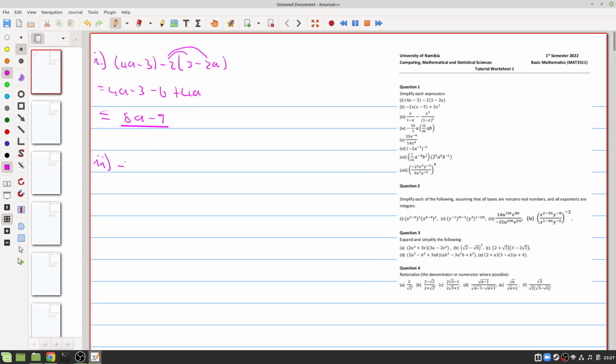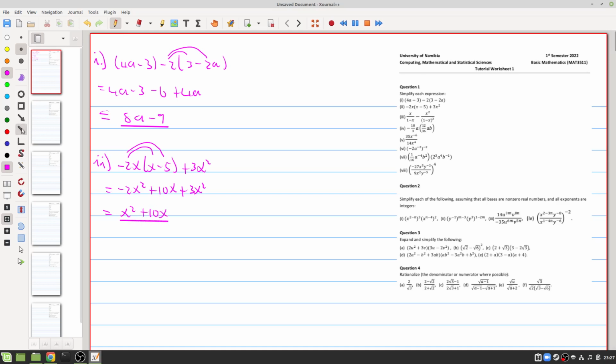Second question: negative 2x times x minus 5 plus 3x squared. Okay, it's the same idea. Multiply the negative 2x into the bracket. So negative 2x times x is negative 2x squared. Then negative 2x times negative 5 is positive 10x. And then we add the plus 3x squared at the end. Collect our like terms. So we've got negative 2x squared plus 3x squared. That gives us positive 1x squared. And then plus 10x. Okay, and that's our answer.